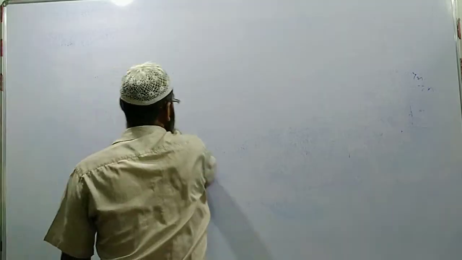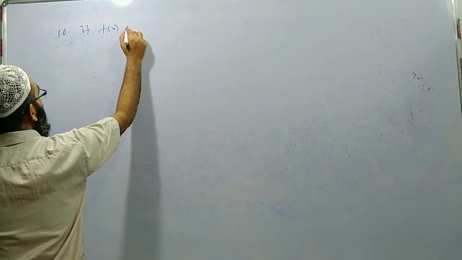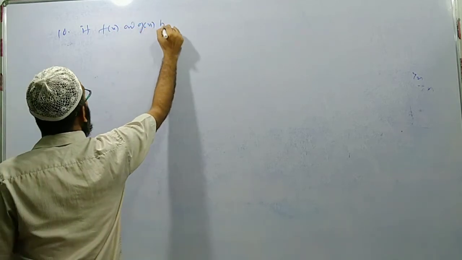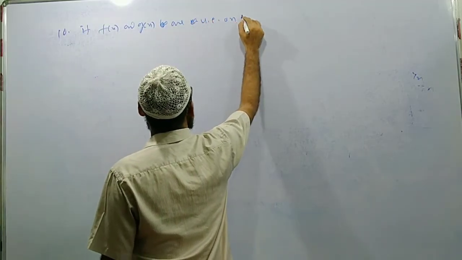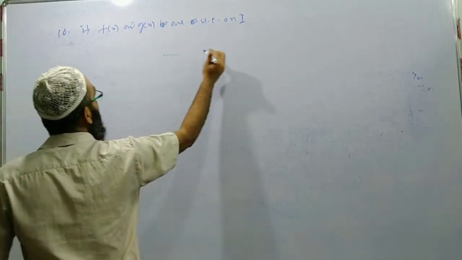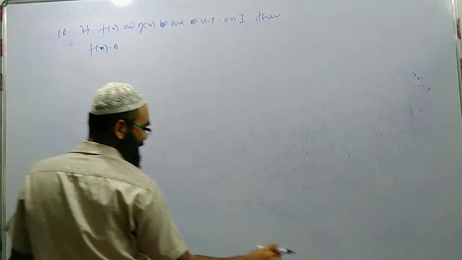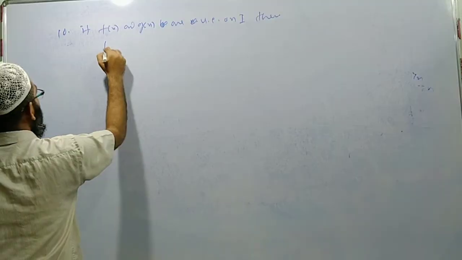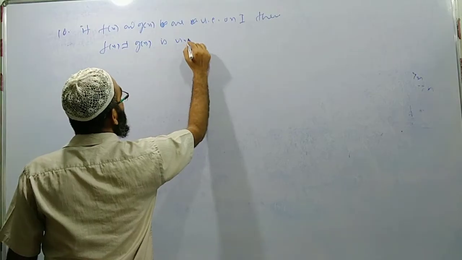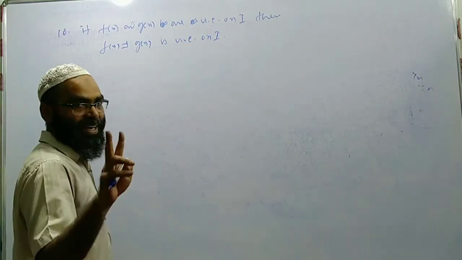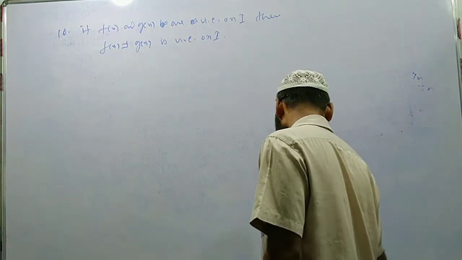Number 10: if f(x) and g(x) are uniformly continuous on I, then f(x) plus or minus g(x) is uniformly continuous on I. If two functions are uniformly continuous, their sum and difference is also uniformly continuous.